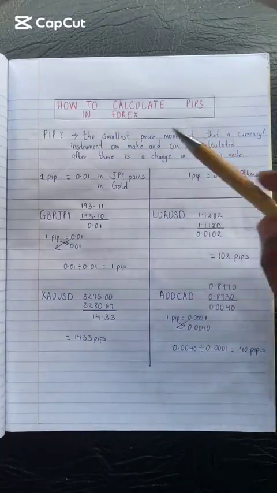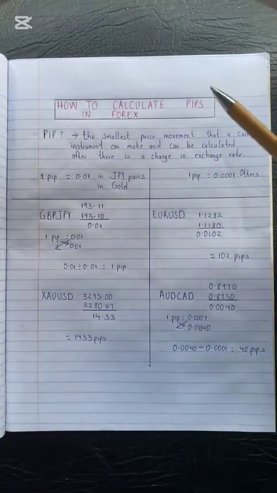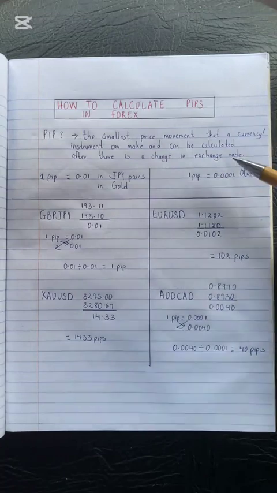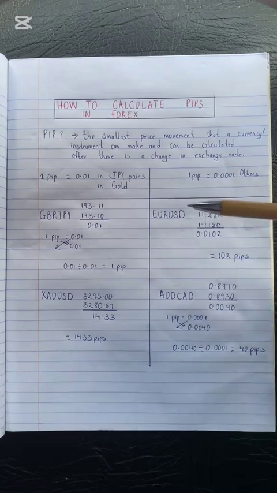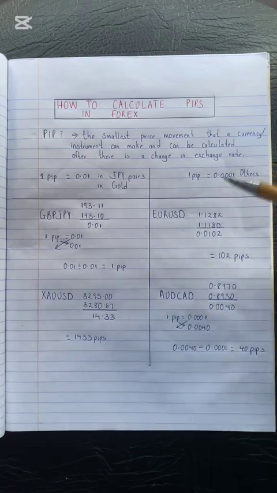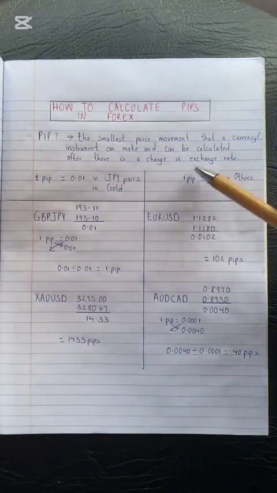How to calculate pips in Forex. Let's first understand what a pip is. It's the smallest price movement that a currency can make and can be calculated after there is a change in exchange rate. So where can you find this exchange rate?